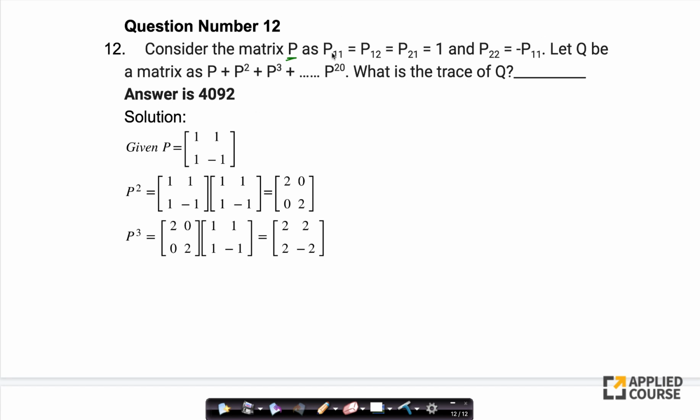So if you just use this, P11 equals 1, P12 equals 1, P21 equals 1 and P22 equals minus P11. So this is what your P matrix will look like. It's a simple 2 cross 2 matrix.